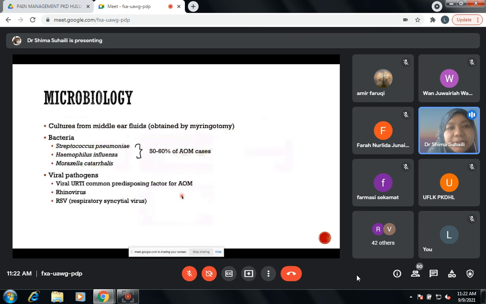Okay. So a little bit about microbiology. To address the treatment of acute otitis media, we have to know what the microbiology is that causes the infection of AOM. So, from the culture, the most common are Streptococcus pneumoniae and also Haemophilus influenzae. Okay, and these two comprise about 50 to 60% of AOM cases in the pediatric population.